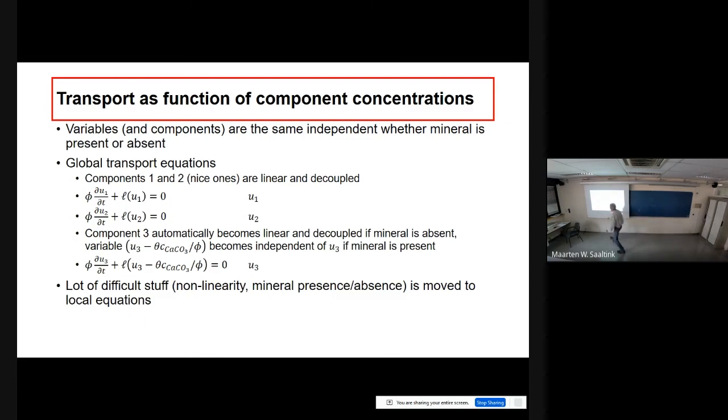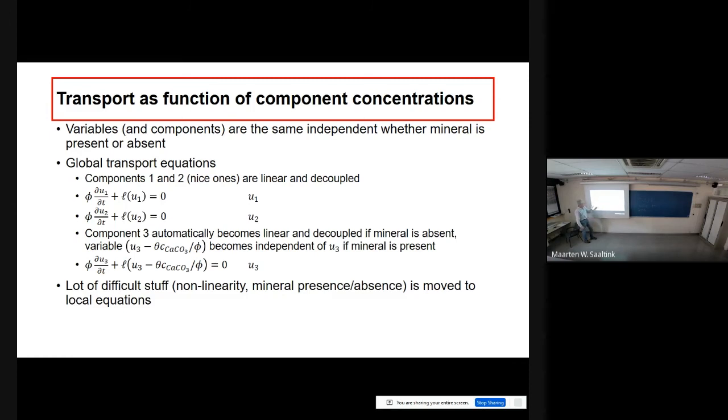So I have to take that into account, and write this differently: U3 minus the immobile solid part. Now, of course, you can say, well, this is not very nice. But if the mineral is not there, if it's absent, then it becomes very nice because it's just U3. It's like the other ones.